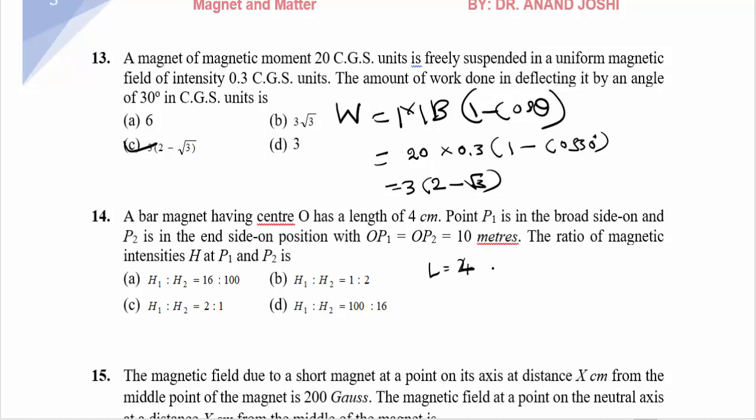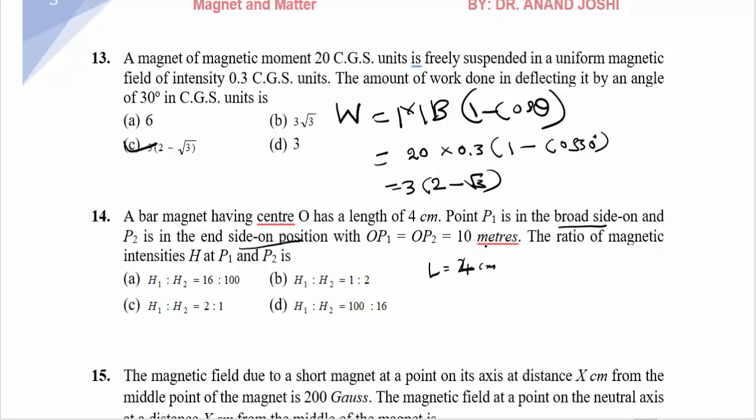Now the point P1 is on the broadside on position, which means it is on the equatorial line. And P2 is on the end on position, meaning the axial line. The distances of OP1 and OP2 are 10 centimeters. Now the ratio of magnetic intensities at P1 and P2 is.